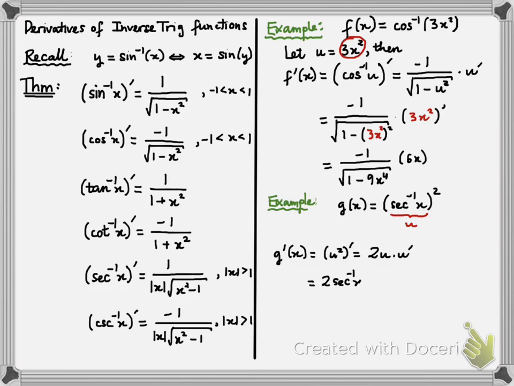Then again, all you need to do is to substitute u, which is secant inverse of x, back into the derivative. So you get 2 times secant inverse of x, because secant inverse is u, and then the derivative of secant inverse, which you can see on the left hand side, should be 1 over the absolute value of x times square root of x squared minus 1. And that's the lesson.